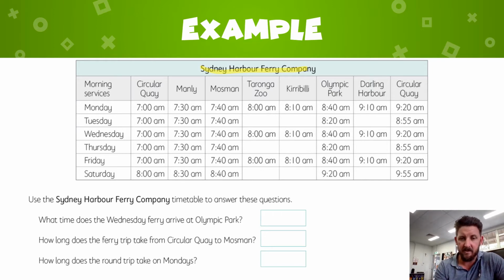So let's look now at the first question and let's pick out some really key information. What time, so we know time, does the Wednesday ferry arrive at Olympic Park? So here's Olympic Park, Wednesday, the time. All right, so here's what I'm going to do. I'm going to go to Wednesday. I'm going to find Olympic Park.